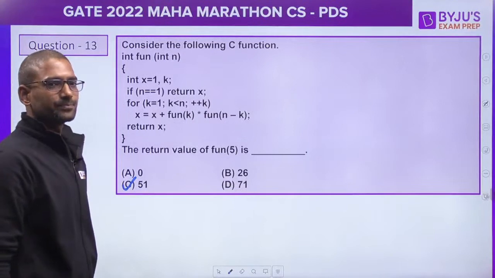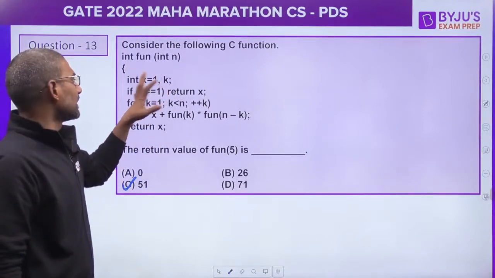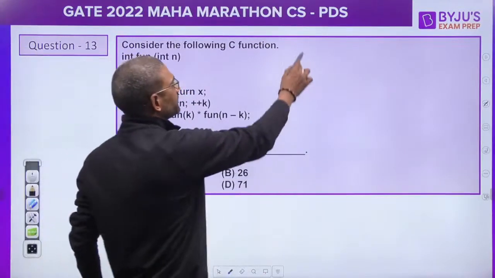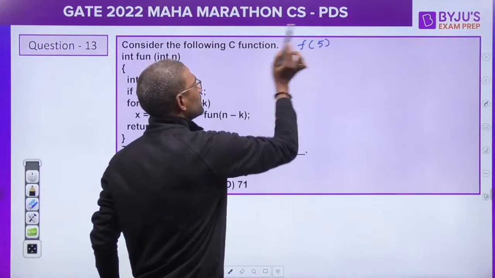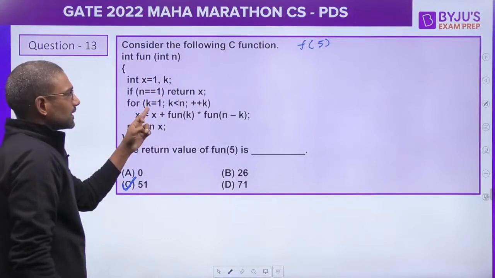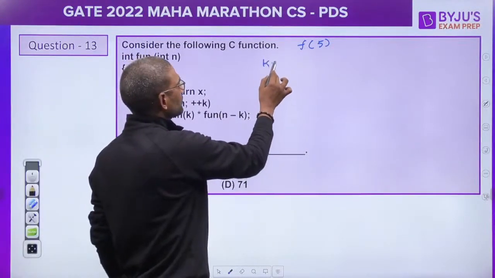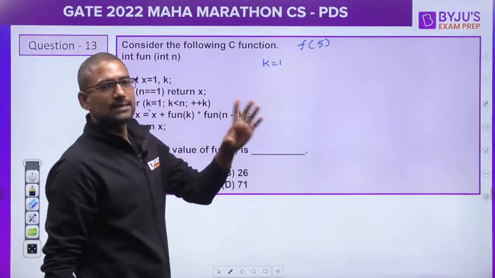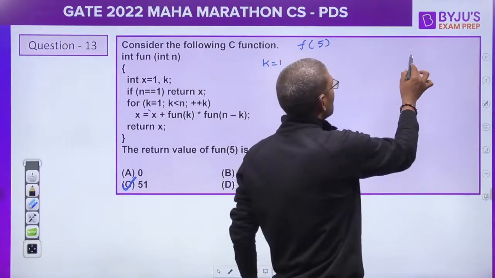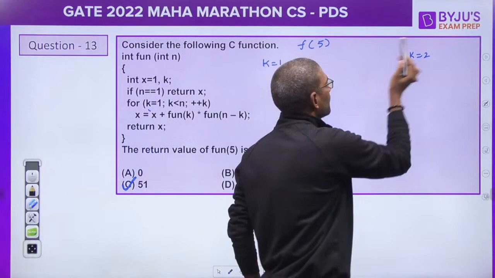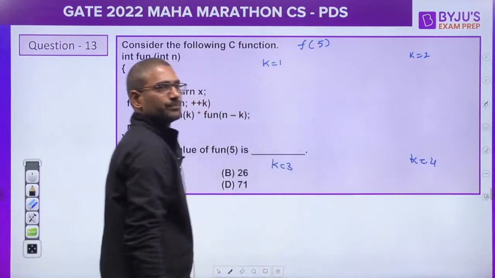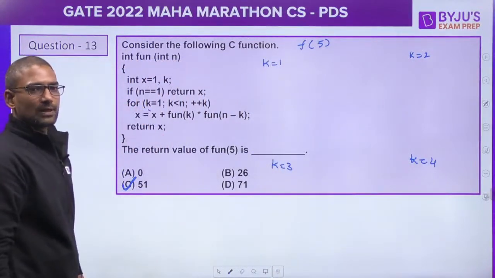Okay, however, x equals 1, k; if n equal to 1, return x. Now we are calling fun with 5. So simply I am writing f for fun. So f of 5, k starts with 1 and goes till less than n, meaning k equals 2, k equals 3, k equals 4. The for loop runs 4 times.